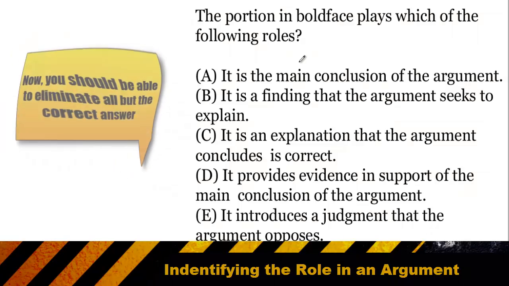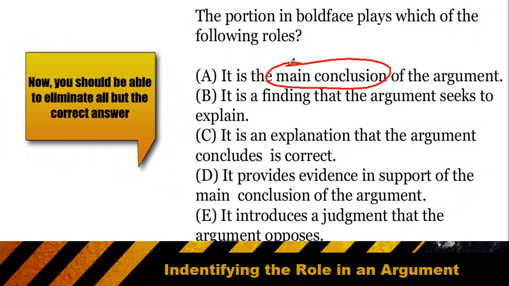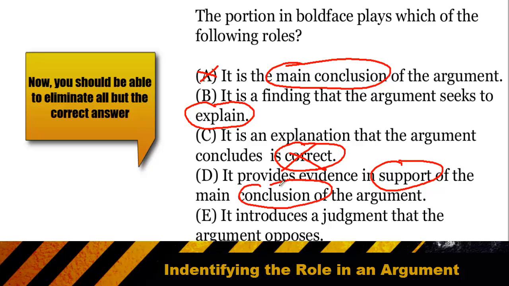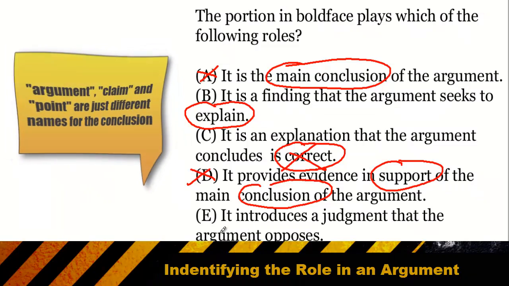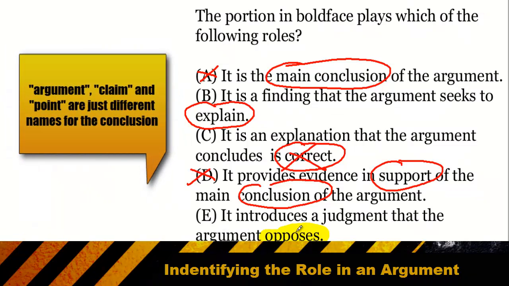We know A is out because the bolded part is not the main conclusion. We know B is out because the conclusion is not explaining the bolded portion. C is definitely out because we've already established the conclusion thinks the bolded part is not correct. Likewise with D, the bolded part does not support the main conclusion of the argument. It goes against it. That leaves us with E, and E makes sense because definitely the conclusion opposes the bolded portion. Incidentally, the word argument is just another word for the main conclusion.